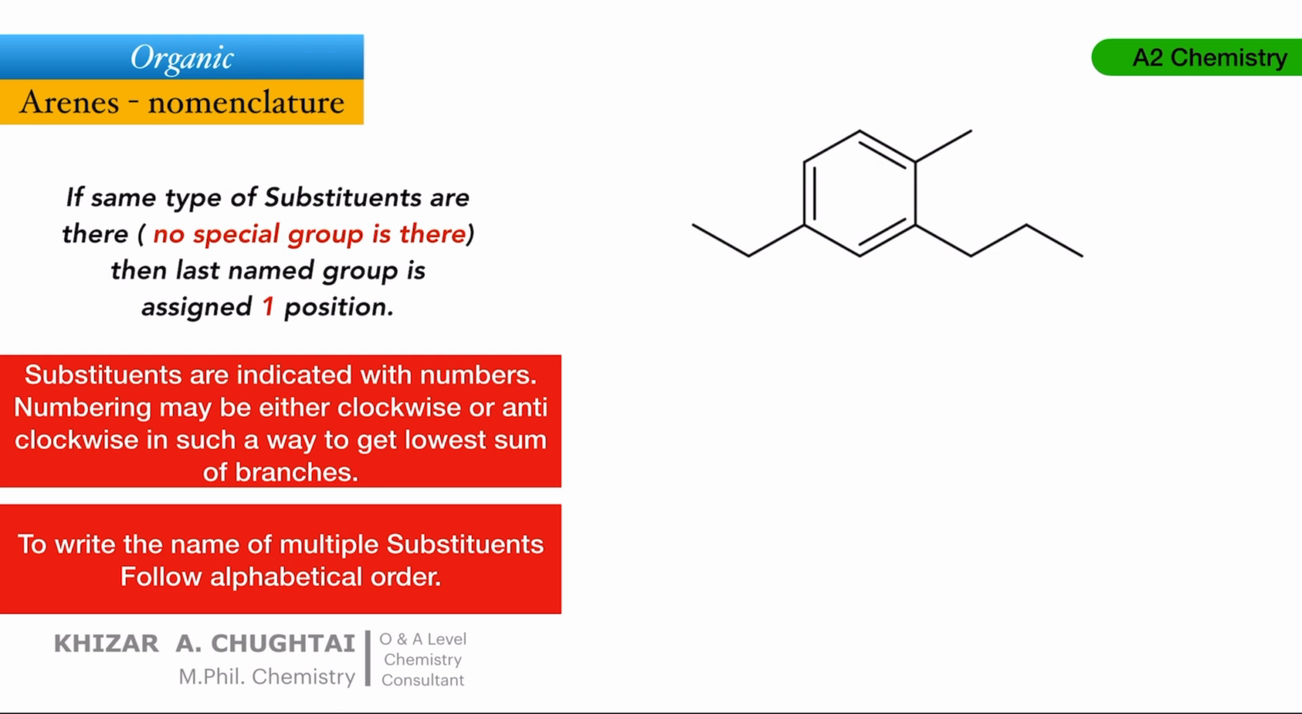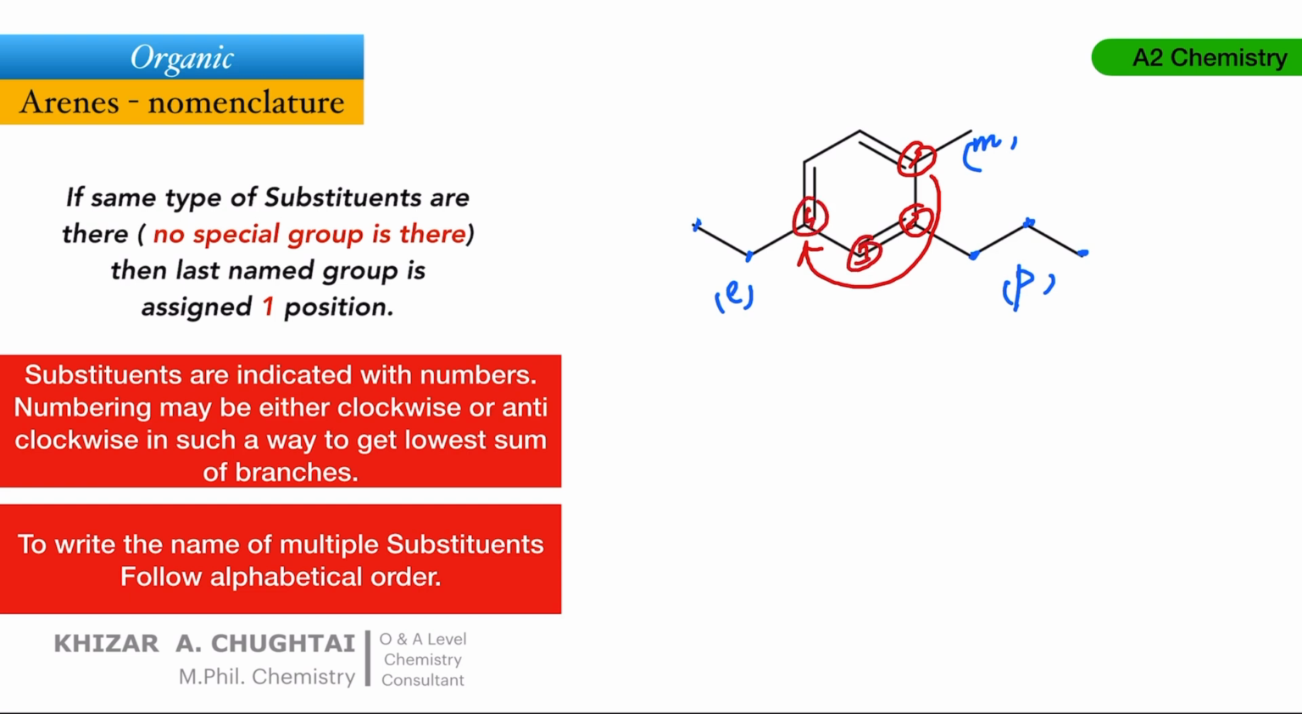There are 3 different substituents. It's a methyl group, M for methyl. It's a propyl. It's a methyl, it's a propyl, and it's an ethyl. So alphabetically, the last named group is again the methyl group. So this carbon will be carbon number 1, and we will start numbering in this way to get the lowest positions for the branches. It will be 2, it will be 3, it will be 4.